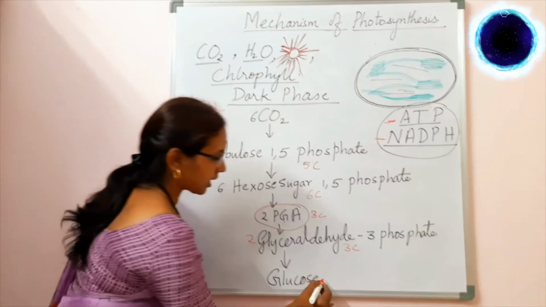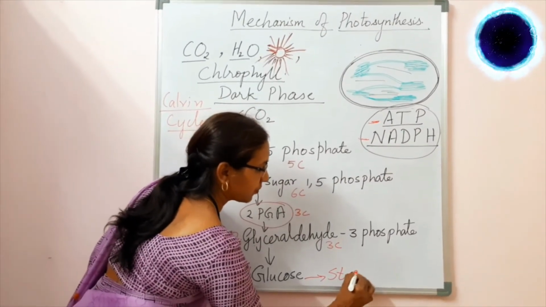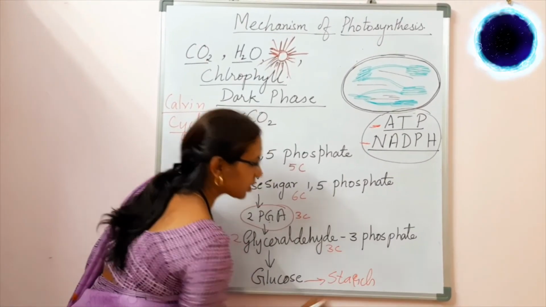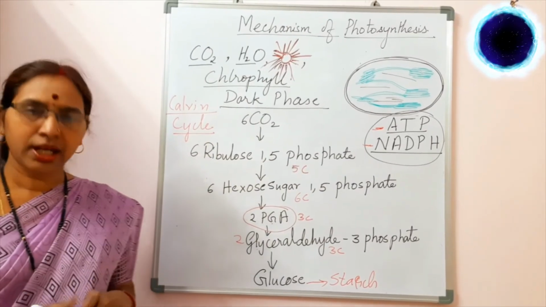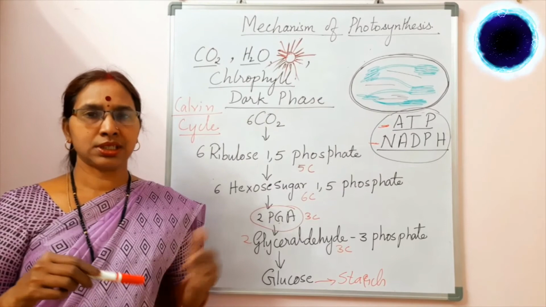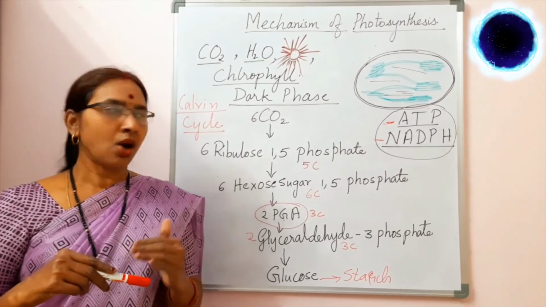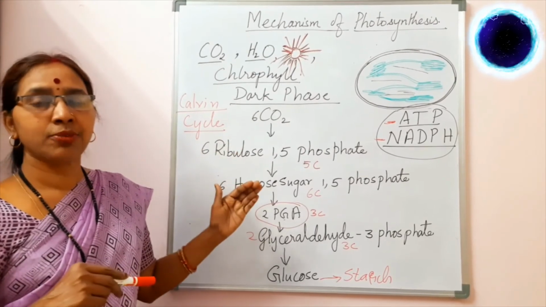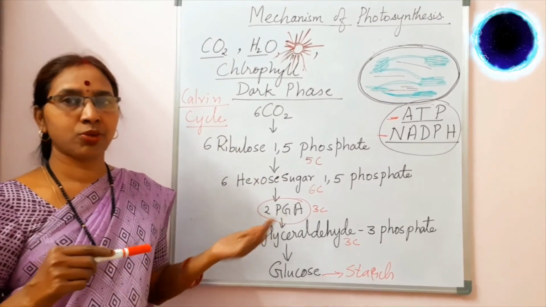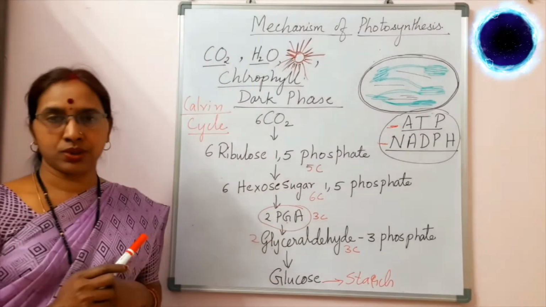Now the glucose again gets converted to starch in the leaf, and it is stored for its growth and for the organisms on the earth. So this is how the mechanism of photosynthesis takes place. And towards the end of dark phase, what is the end product? If you are asked, you will say the end product of dark phase is glucose.